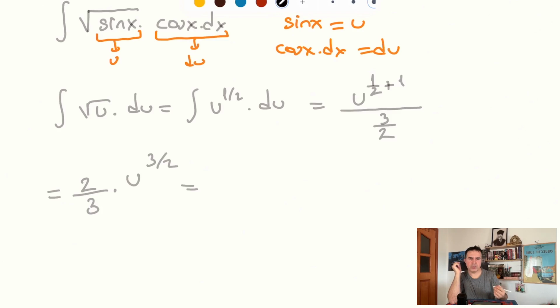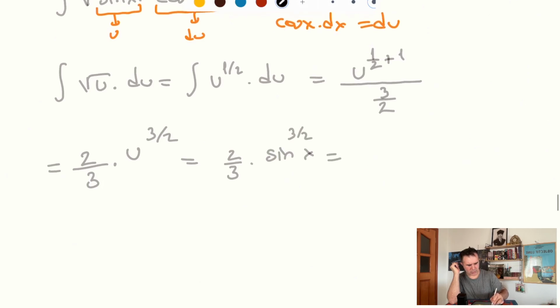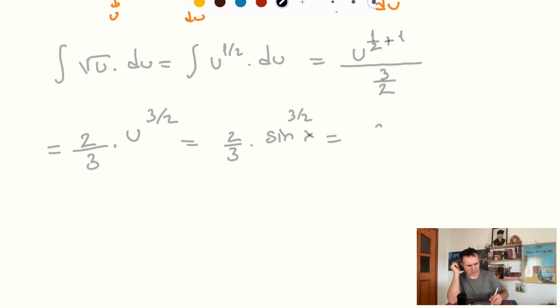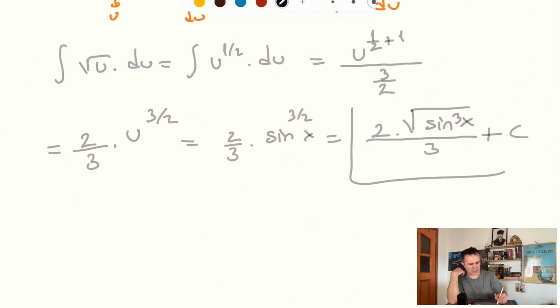And since u is sine x, this will be equal to 2 over 3 times sine x to the power of 3 over 2. Or we can write it as 2 times square root of sine cube x over 3. And since this integral is an indefinite integral, we will add a constant c, and the answer becomes this.